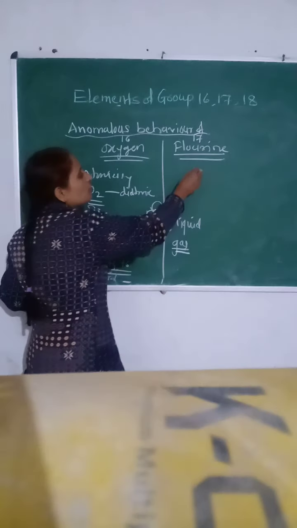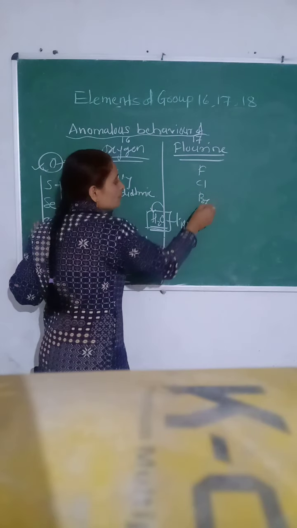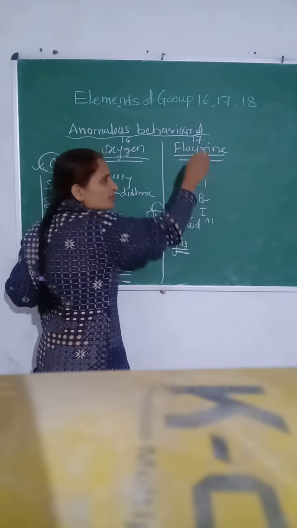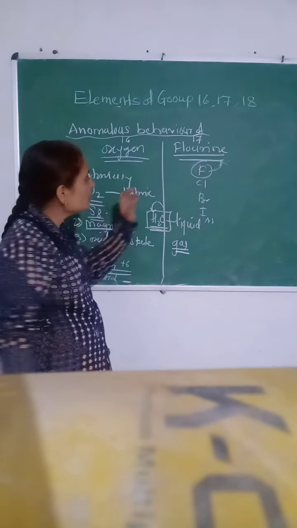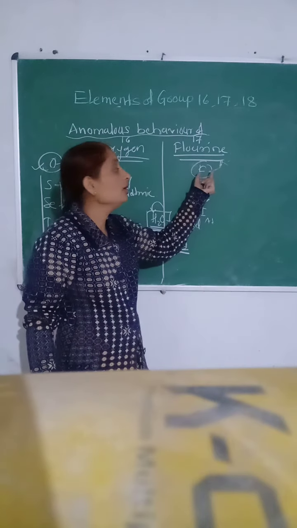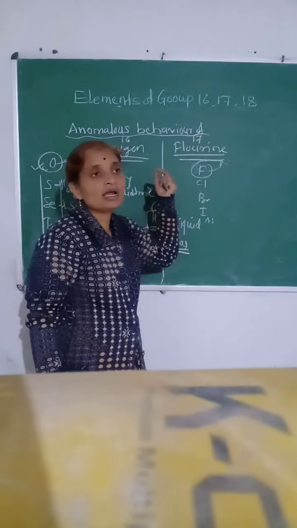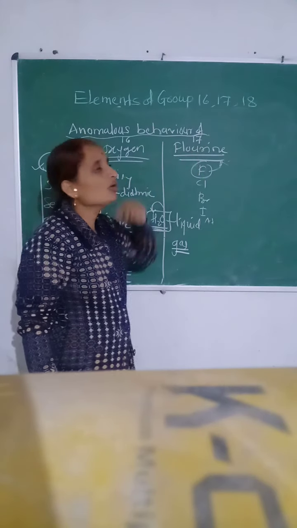Group 17, the halogens. The first element is fluorine, then chlorine, bromine, iodine and astatine. Similarly, fluorine has the smallest size. How is fluorine different from the others? It has the smallest size, it is the most electronegative, and it has an absence of d orbital. No d orbital. These are the different properties of fluorine.